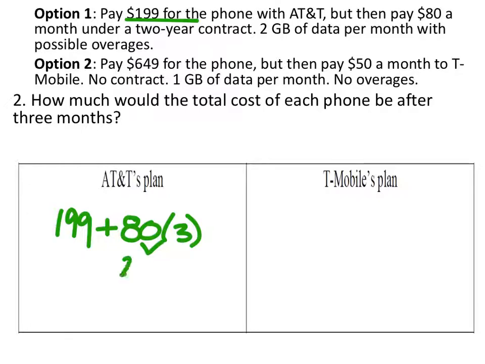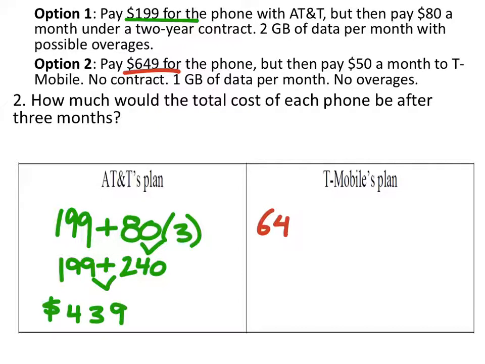So let's do the math here. 8 times 3, that'd be 24. Tacking on that 0. And then I'll add that to $199. So putting these together, we get 9. 4 plus 9 is 13. 1 plus 2 is 3. Carry the 1. So looks like that's $439. So that was AT&T.